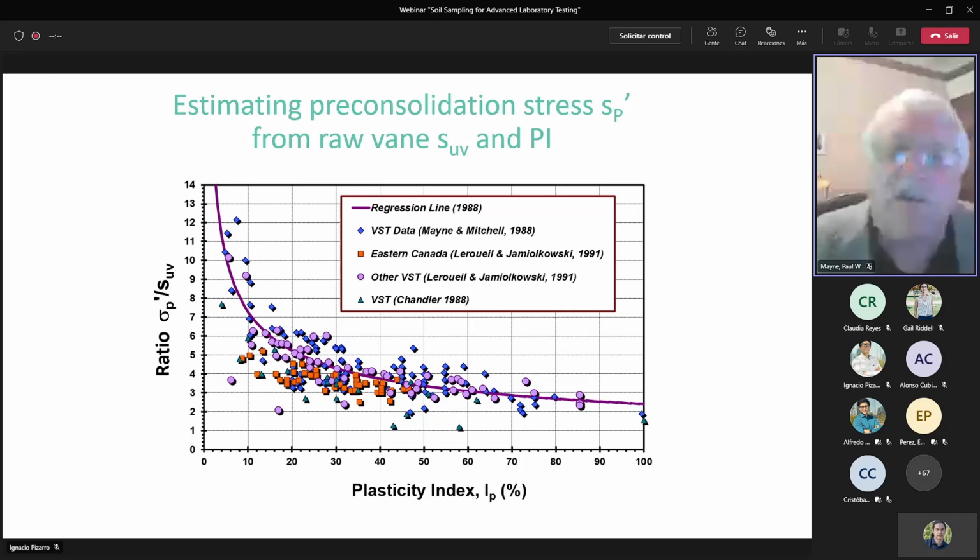You can also use the vane shear test to get an idea of the preconsolidation stress. This originally came from a paper that Jim Mitchell and I wrote in the Canadian Geotechnical Journal some years ago. But the preconsolidation stress normalized by the vane shear strength, the raw vane shear strength, not corrected, decreases with plasticity index of the clay. And it turns out in the soft clay, we do have some vane shear tests, and we do have the plasticity index. So I went and used that and went to the next slide.